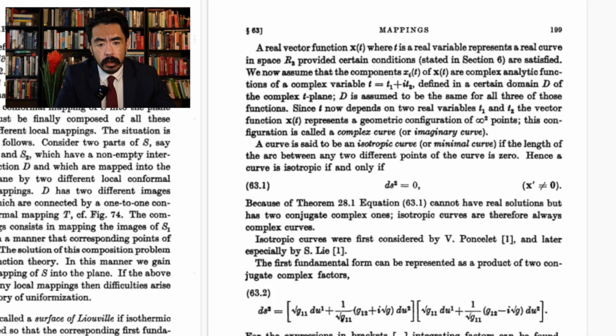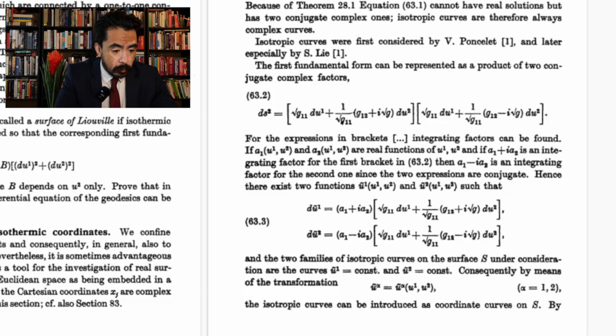But as we know, this says isotropic curves were first introduced by Poncelet and later especially by Lie. We have from Wikipedia, what about our boy Edmund Laguerre? The first fundamental form can be represented as a product of two conjugate complex factors.